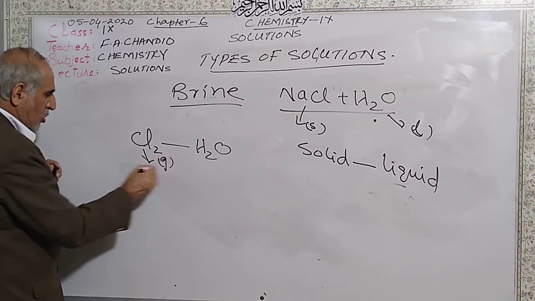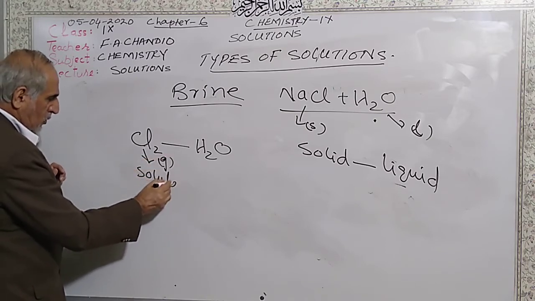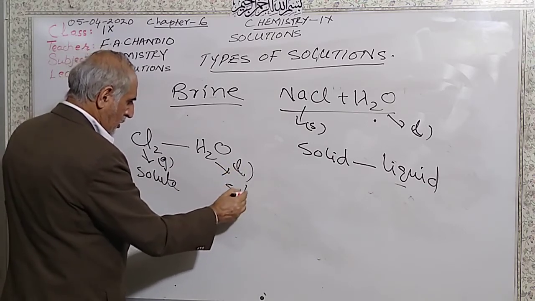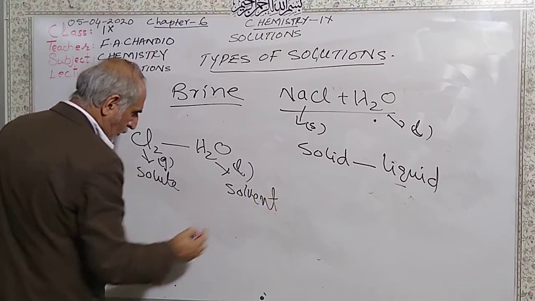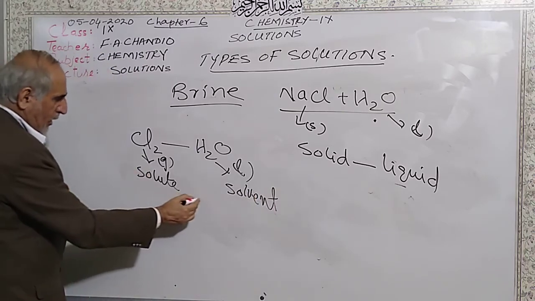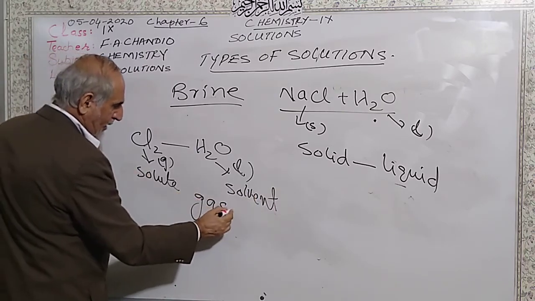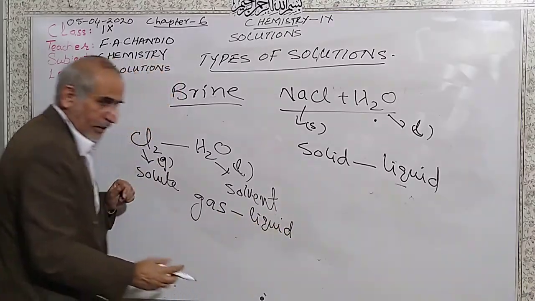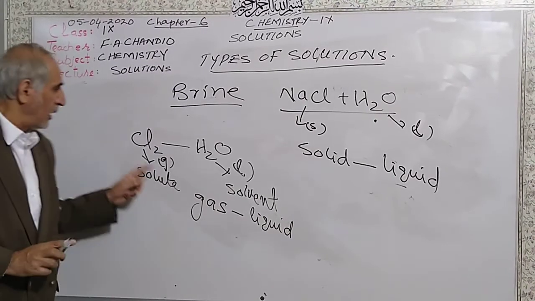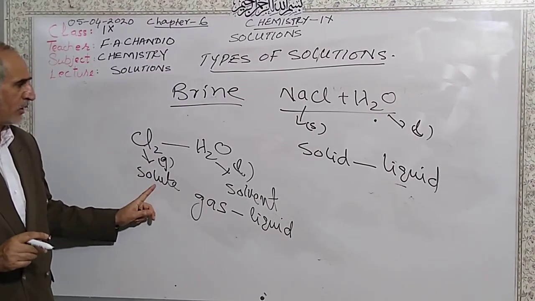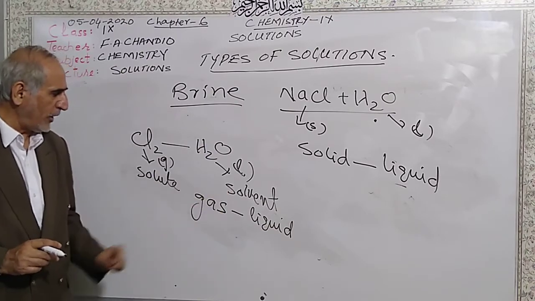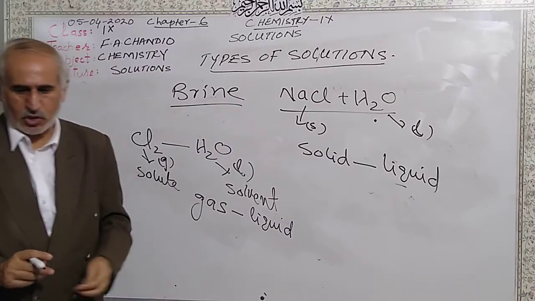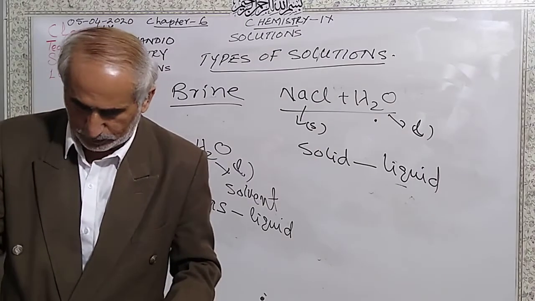Chlorine gas solute, water liquid as a solvent. Not clear for you? This is the solution of gas in liquid. Now chlorine is a solute and water is a solvent. Gas in liquid and state of solution is also a liquid.